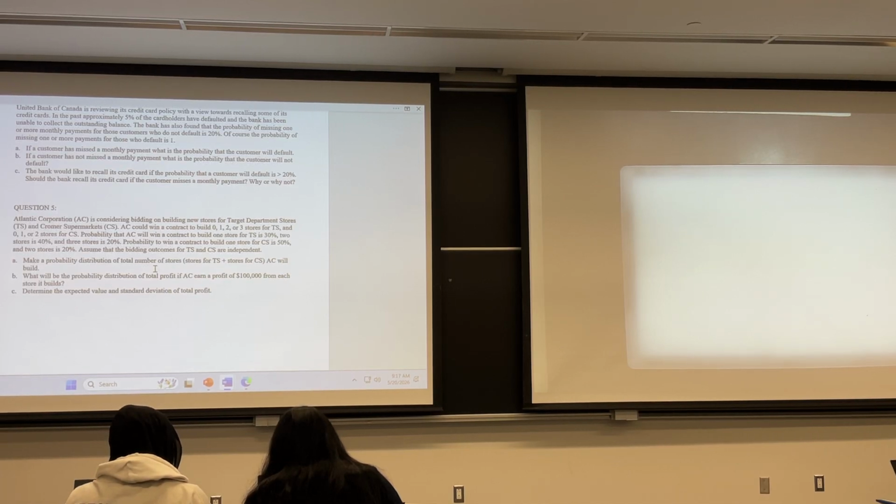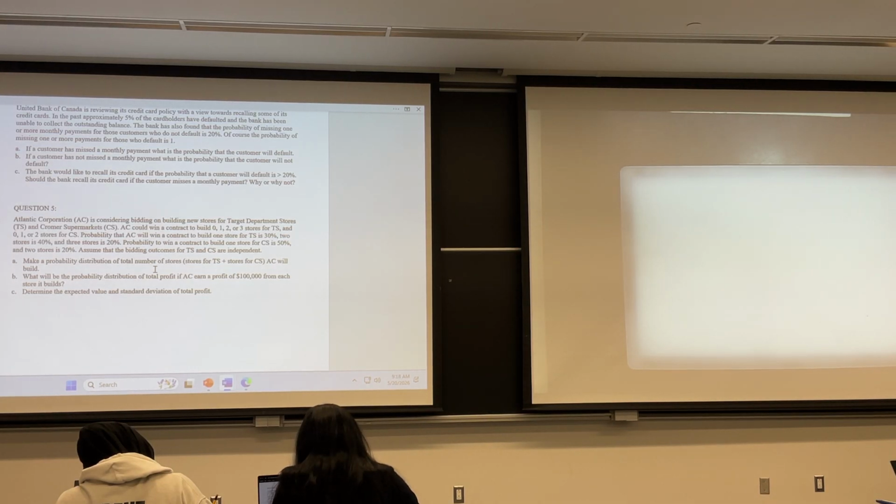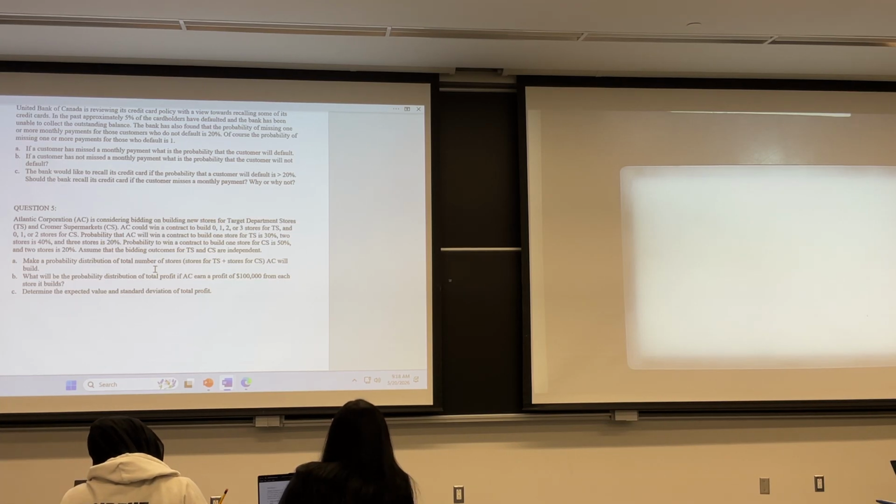The distribution of the total number of stores is stores for TS plus stores for CS that AC will build. Now, as far as TS is concerned, it can have 0, 1, 2, or 3 stores. As far as CS is concerned, it can have 0, 1, or 2 stores. So the total number of stores could be anywhere from 0 to 5.